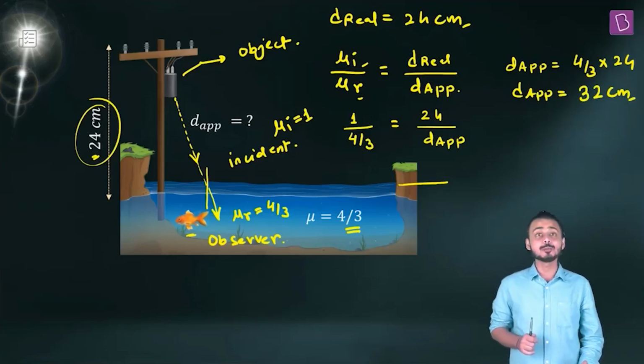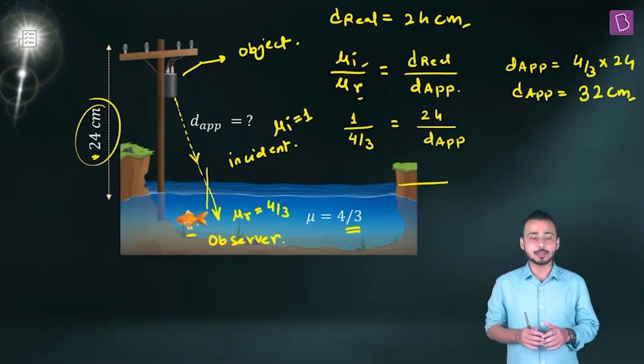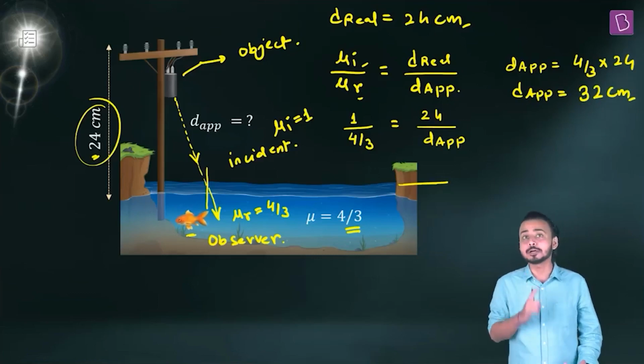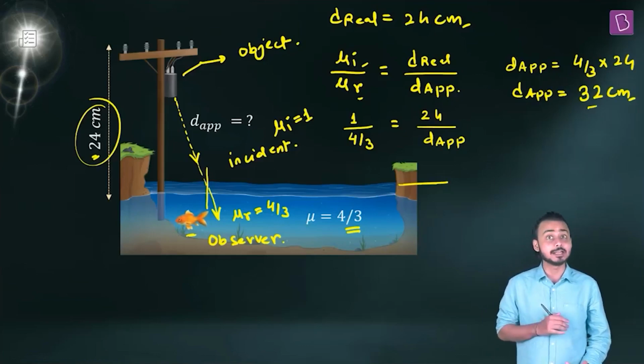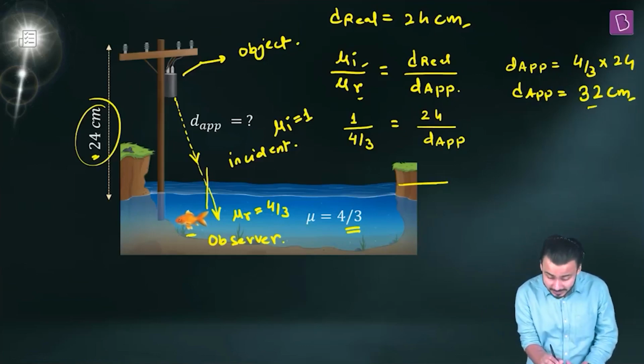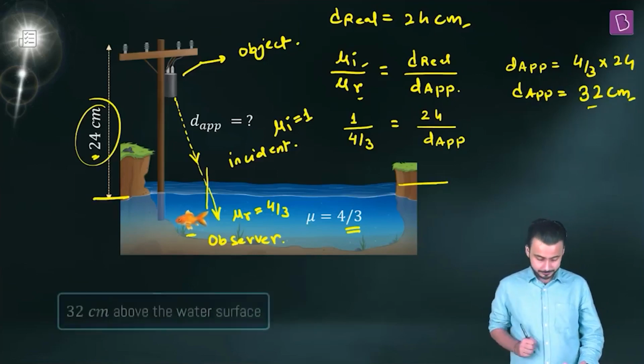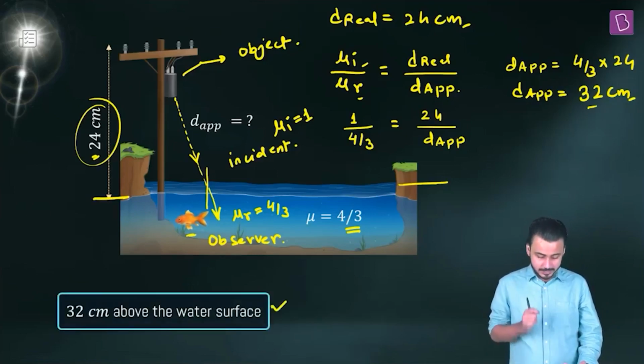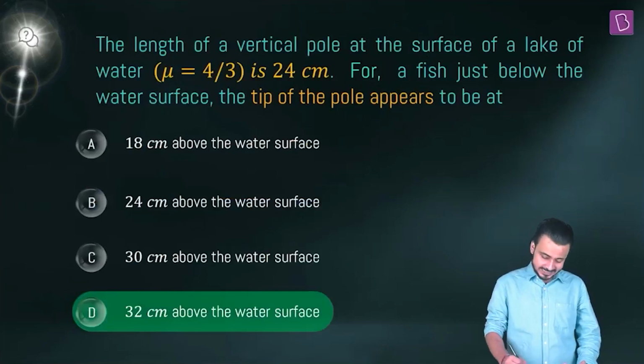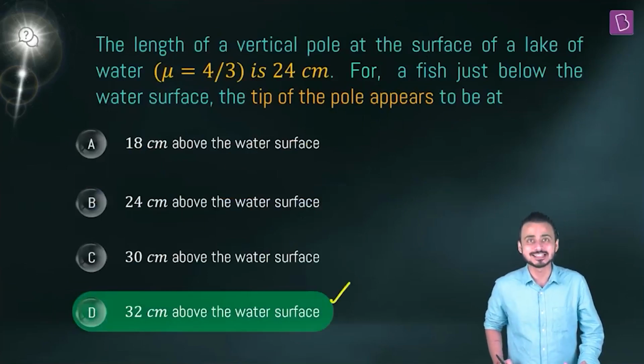So the answer to this problem will be the apparent height of the tip of the pole as observed by the fish will be 32 centimeter above the interface. 32 centimeter above the interface, not from the fish. It is above the interface, right? Okay. 32 centimeter above the water surface. Let's look into the options. Option D will be the correct option in this case.